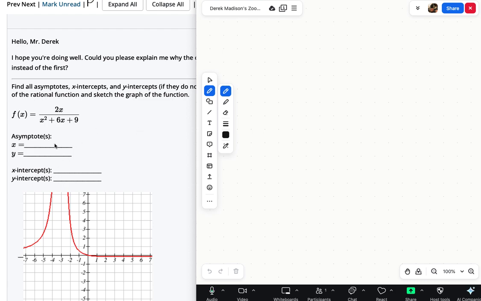For this one, I would work out all the asymptotes and the intercepts first, and then use that to eliminate graphs. So let's see what we can figure out here. Our vertical asymptote is going to come from the zeros in the denominator. So let's go ahead and get that set equal to 0.